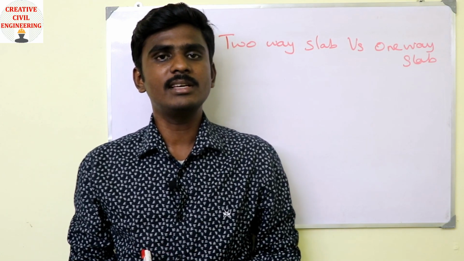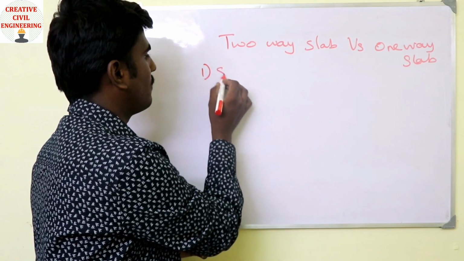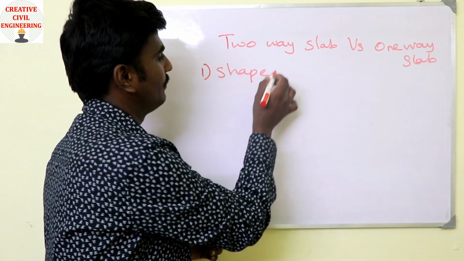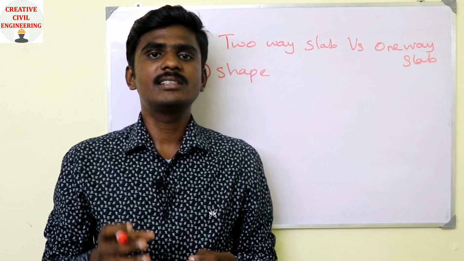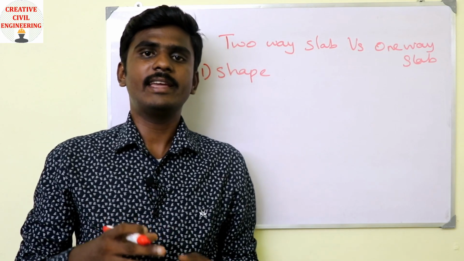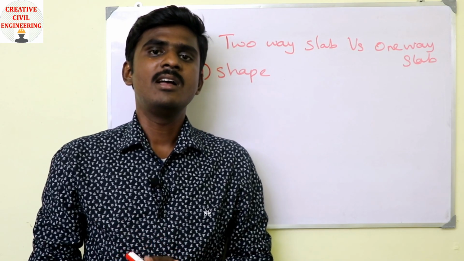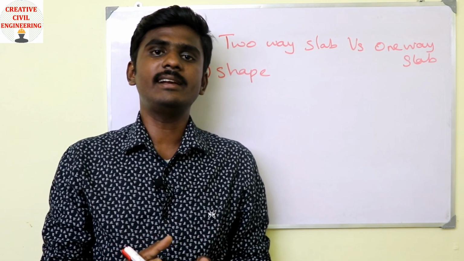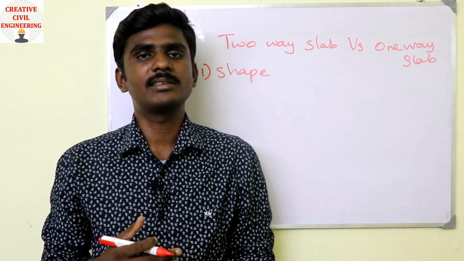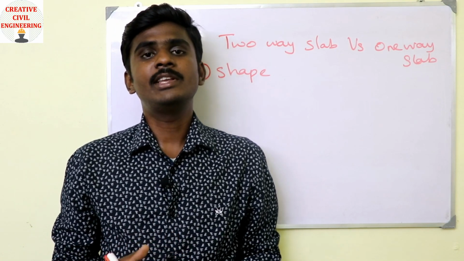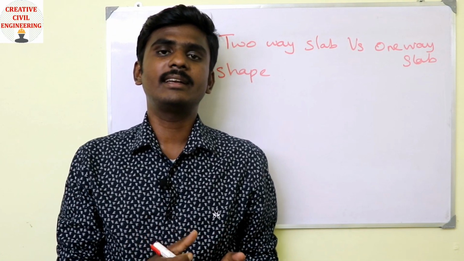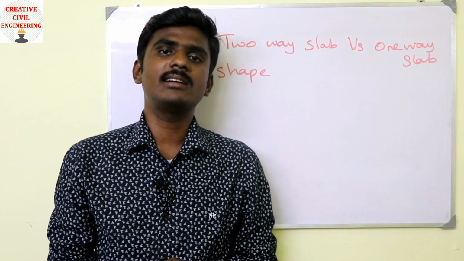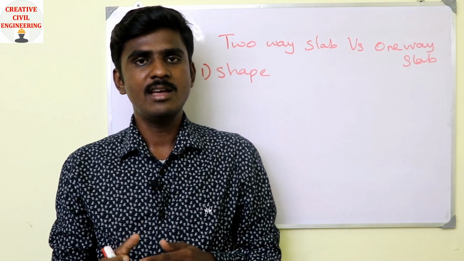Okay, first one is the shape. By seeing the shape of the slab itself we can say the type of the slab. When you see a slab having a shape square or nearly square, we can say that slab is a two-way slab. When you see a slab having a rectangular or nearly rectangular shape, that is termed as a one-way slab.